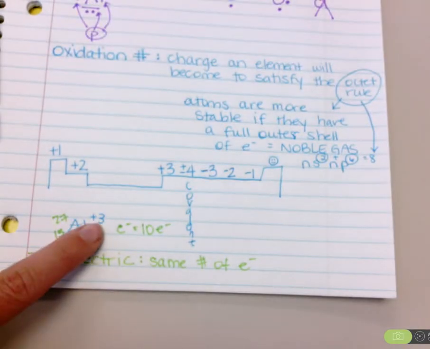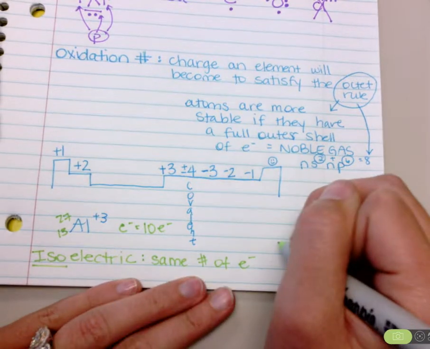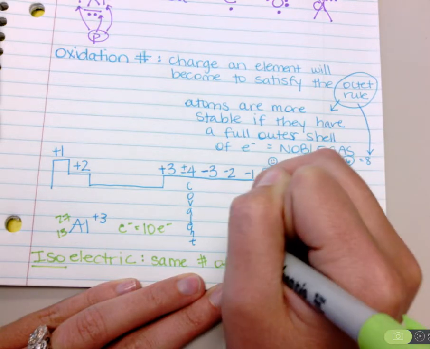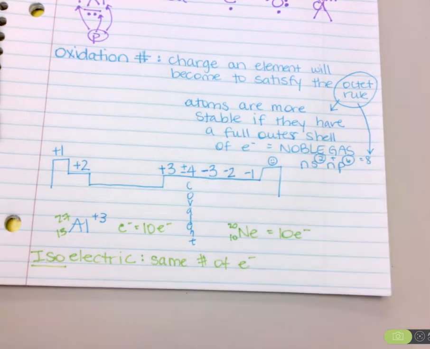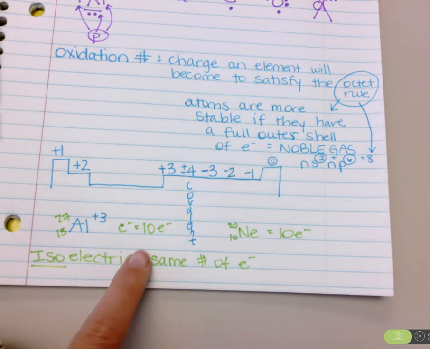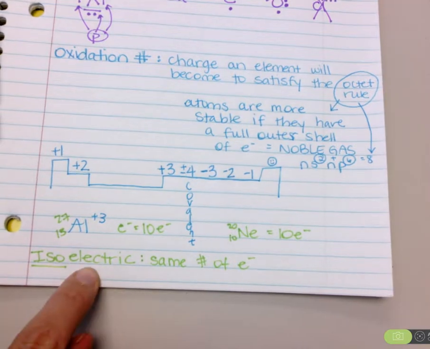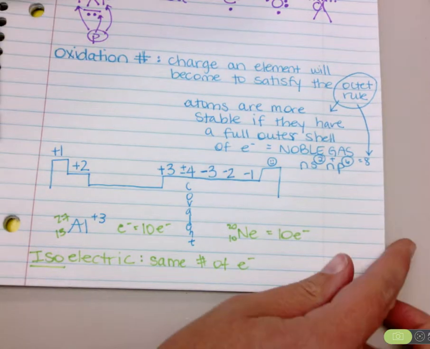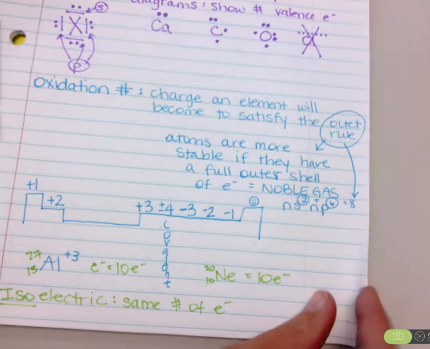That means that aluminum with a +3 charge is isoelectric with neon, because neon also has 10 electrons. It has no charge, so if it has 10 protons, it has 10 electrons. And so they have the same number of electrons. We call those isoelectric. That's a good vocab word to have. We use this concept of isoelectric species to identify ionic size. So yesterday we talked about atomic size with our other trends, but now we're going to talk about ionic size.